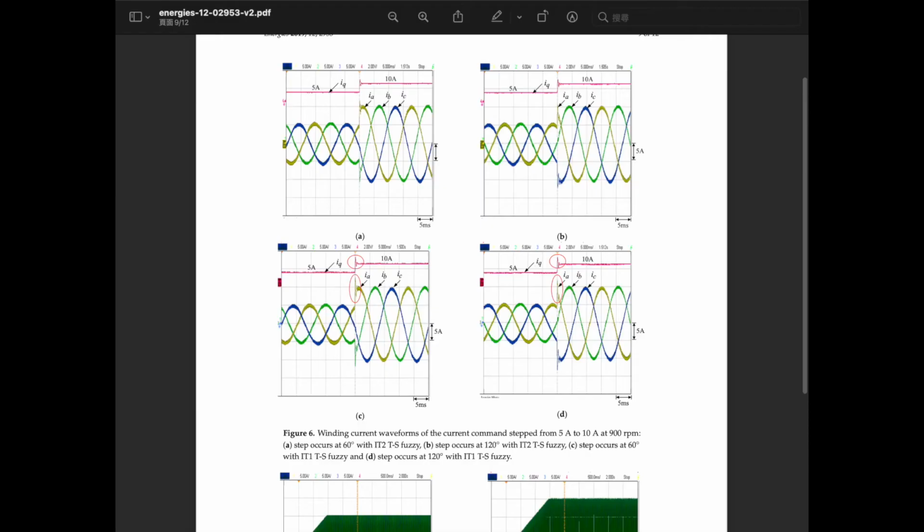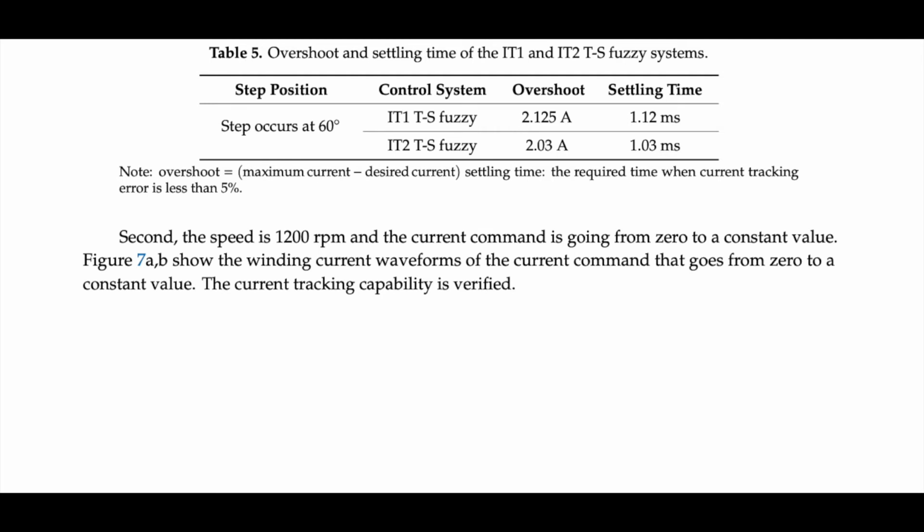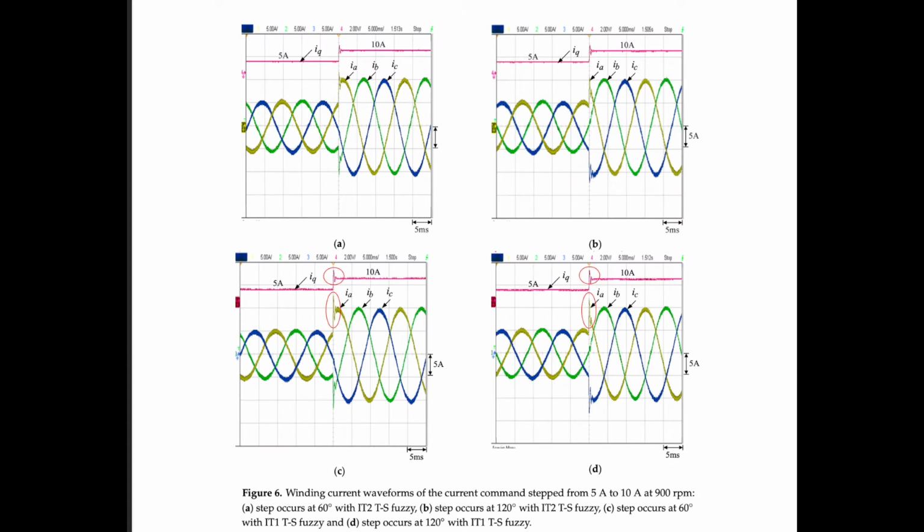In the following section, they compare the results of the same experiment equipment but applying different types of fuzzy control theory, which are the IT1TS fuzzy and IT2TS fuzzy control systems. According to the table, we can easily see the comparison of the overshoot current and the settling time of each approach. Both results confirm that the IT2TS fuzzy system is better than the IT1TS fuzzy system.